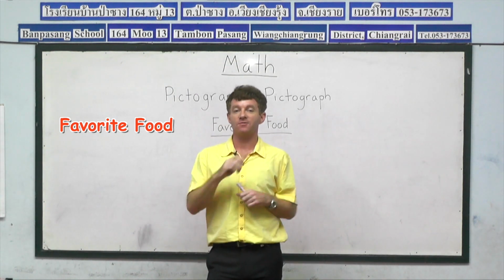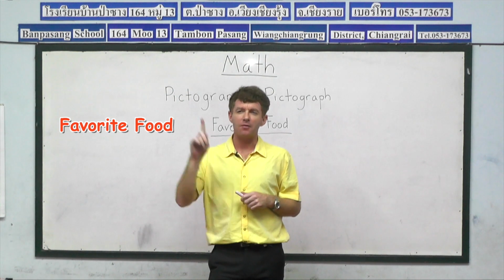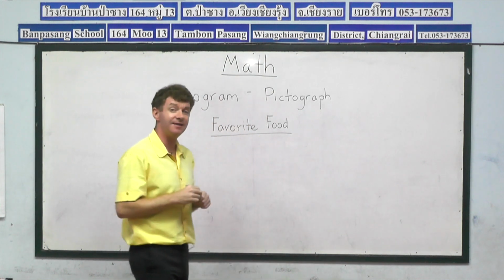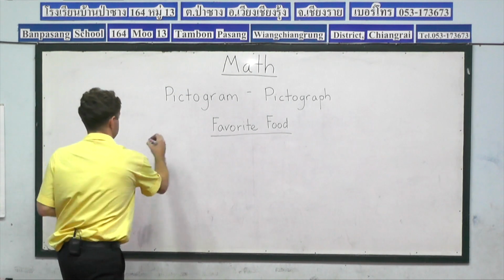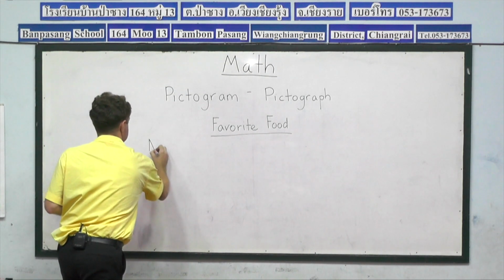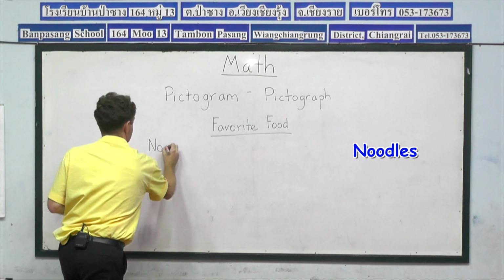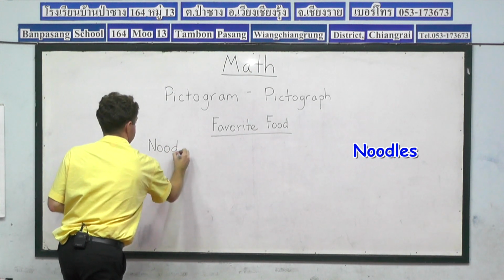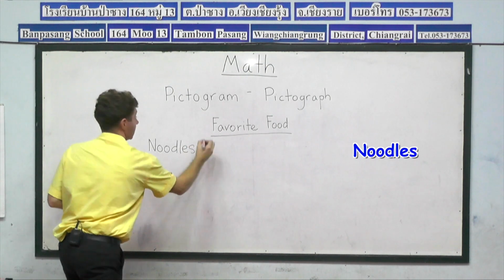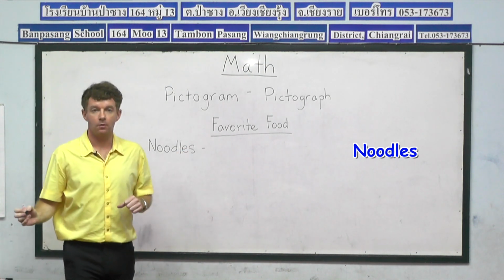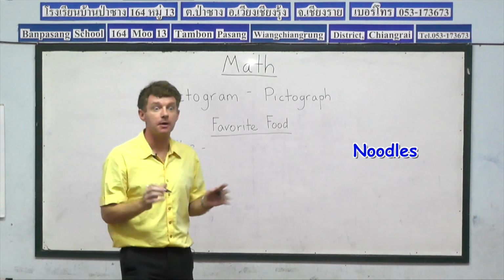So what we need now is some choices so that we can begin to decide and present our data. So let's see. I think one type of food that we can eat, especially in Thailand, is noodles. So we will write noodles, N-O-O-D-L-E-S. Noodles.